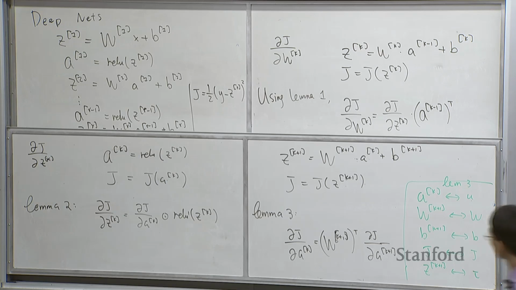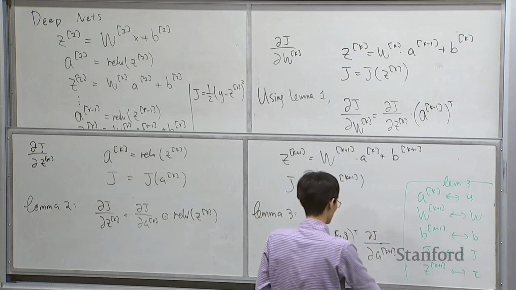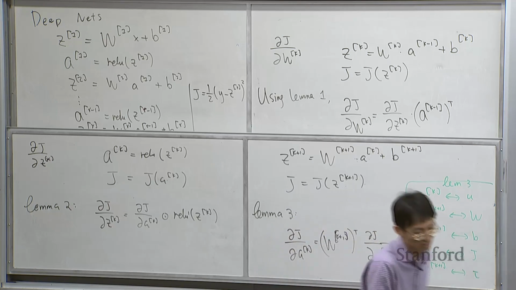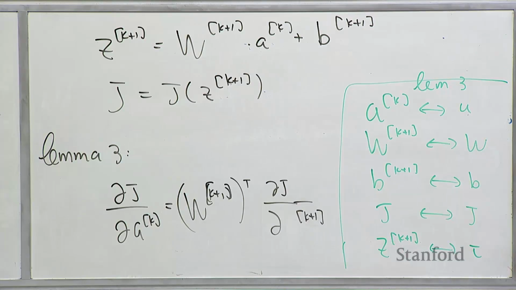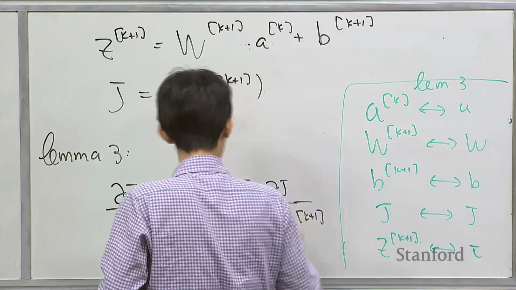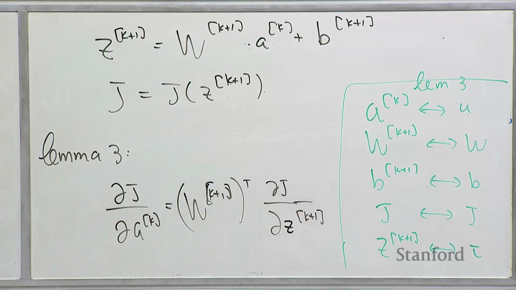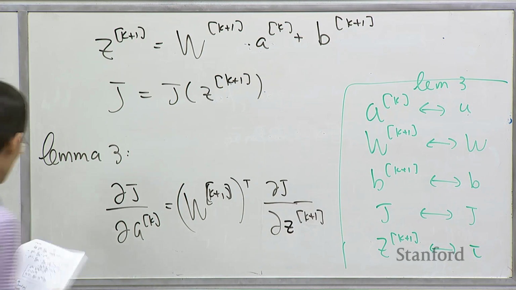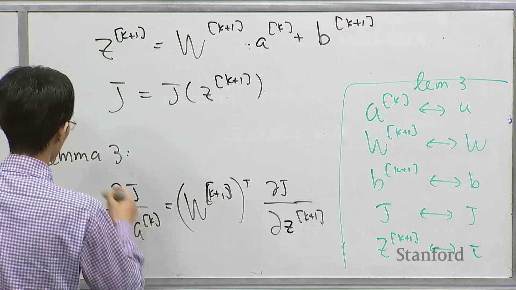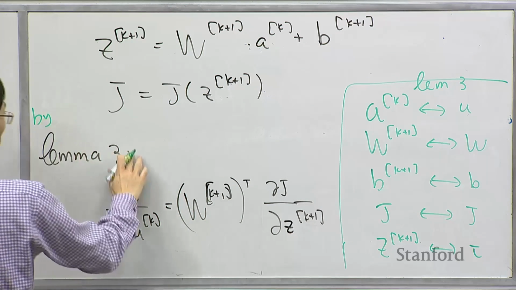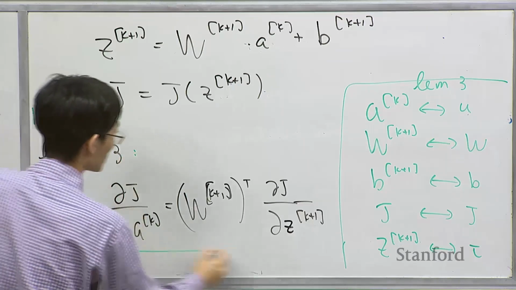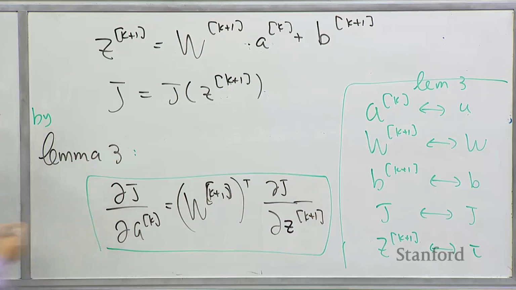So, and then, oh, sorry, I think I have some, this should be Z. So then you can see that if you look at this, sorry, this is Lemma 3. If you look at this formula and this formula, basically this is kind of like a recursion in some sense, right?